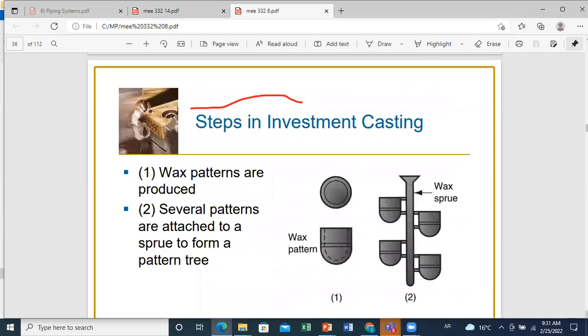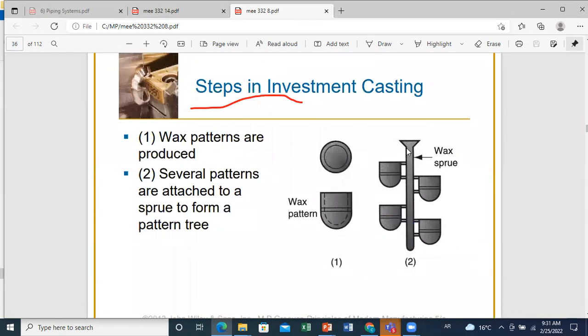So, for example, you want to produce such a geometry, which is relatively complex. What you do first is produce the wax pattern. And then you can attach to it several other patterns, which will make the geometry more complex. Let's say you want to create several patterns at the same time. You just have a wax sprue, and you attach them to your sprue to form a pattern tree. You can put several patterns at the same time.